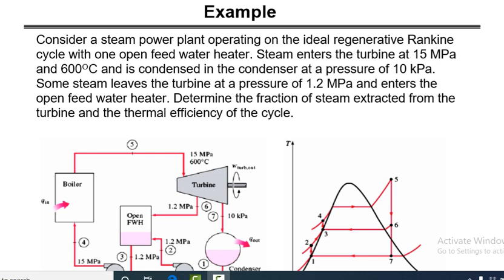Whenever you solve this numerical, first of all you have to make some assumptions. The steady operating condition exists. Kinetic energy and potential energy are negligible. And the fraction of steam extracted is determined from the steady flow energy equation balance. That means you have to apply the steady flow energy equation to this feed water heater.